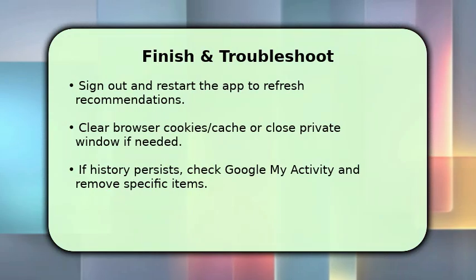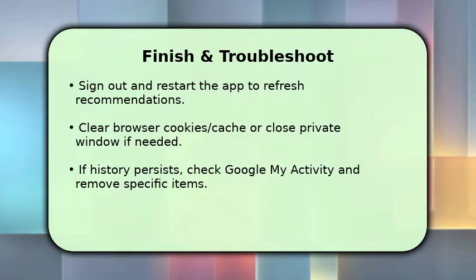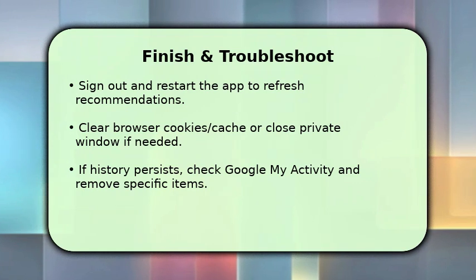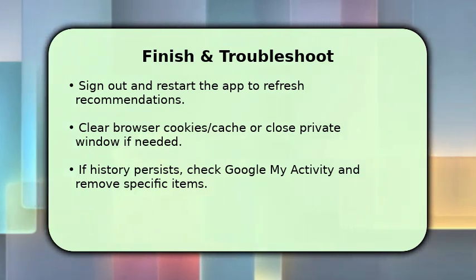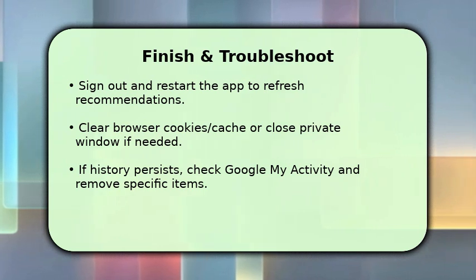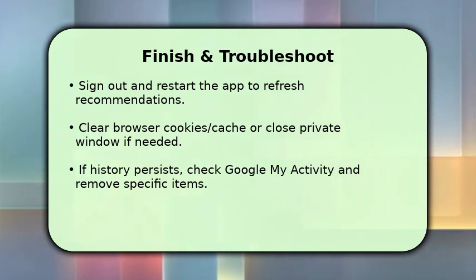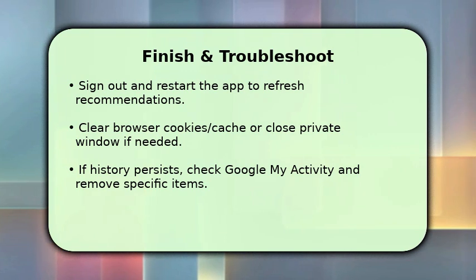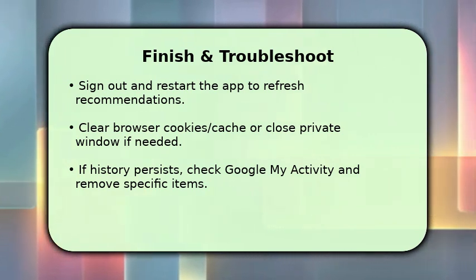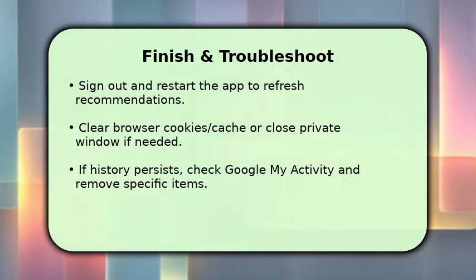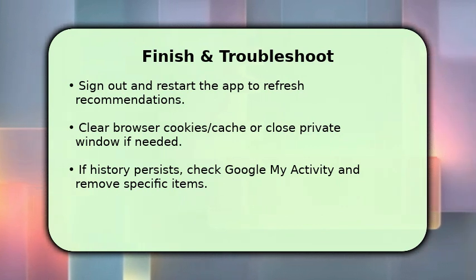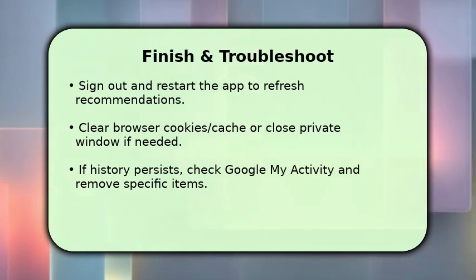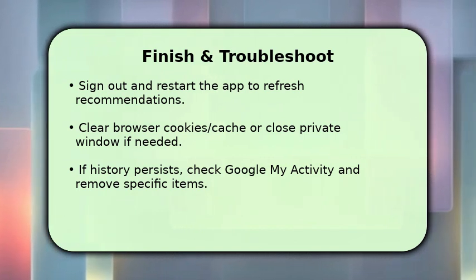This refreshes recommendations. If you used a browser, clear cookies and cache or simply close the private window. Private mode doesn't leave history, but cookies can affect suggestions. If deleted items still appear, open Google My Activity, filter by YouTube, and remove specific entries or entire date ranges. If problems continue, sign out of all devices and repeat deletions from the primary account. That resolves lingering.